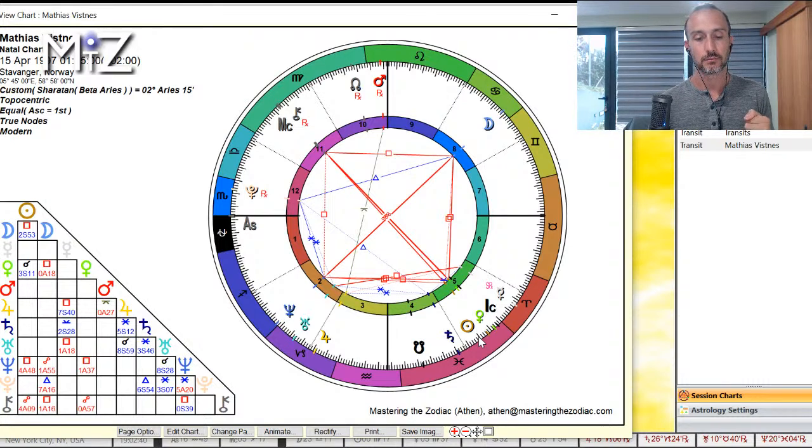Start with the big 3. So for Matthias, we could start with the sun or moon. Let's just start with the sun. Pisces, 5th house. We analyzed that already. It goes without saying that that's very different from his moon in the 8th in Cancer.